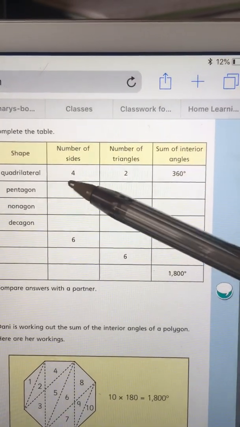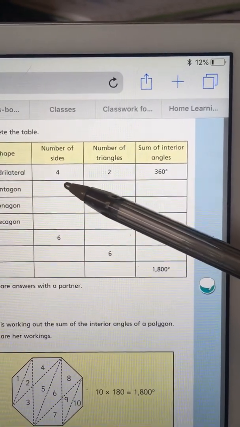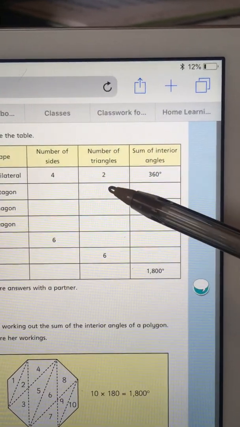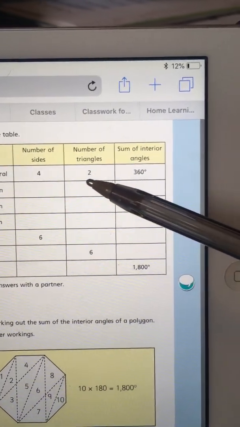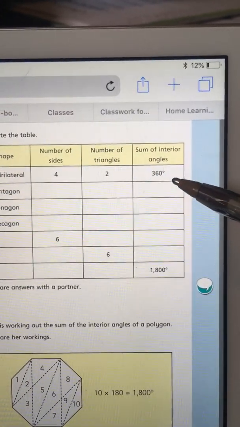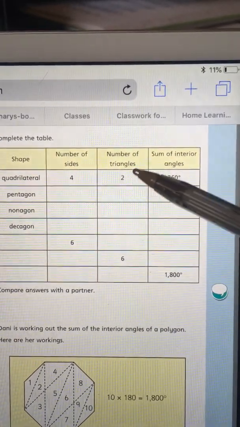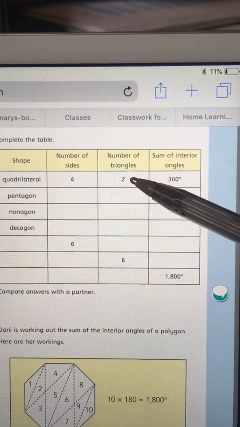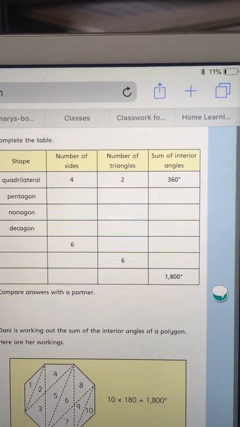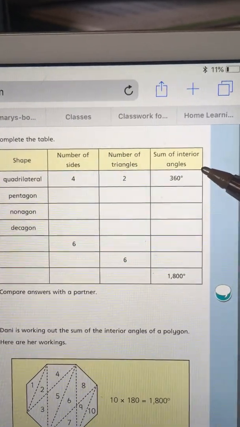So you can see here that if you've got a number of sides, we know how many sides a pentagon has, and if we take away 2 from that, it will give us the number of triangles needed. We can multiply the number of triangles by 180 to work out the sum of the interior angles. Like here, the quadrilateral, it's got 4 sides, take away 2 is the number of triangles, multiply 180, the interior angles of a triangle, by 2 to give us 360, which we also know is the sum of the interior angles of a square and a rectangle.